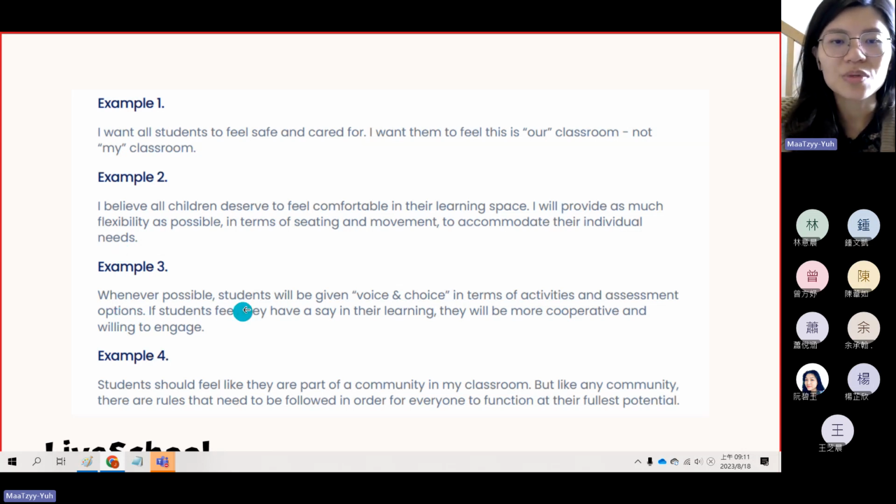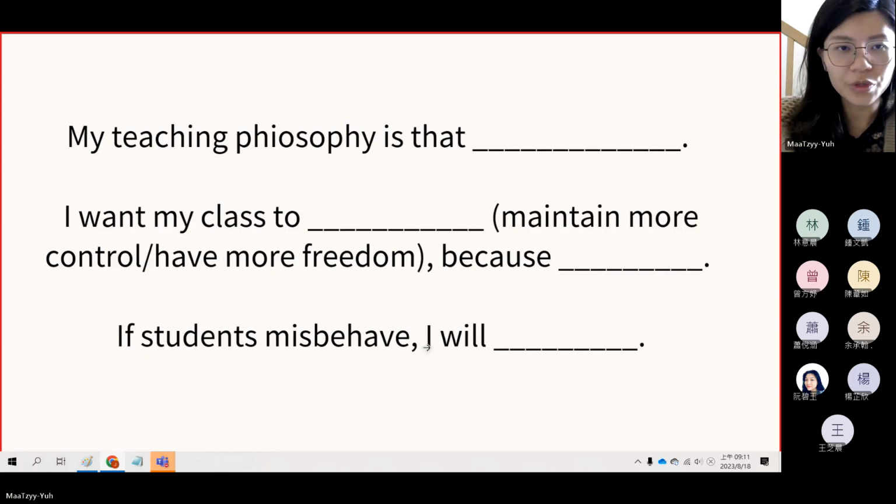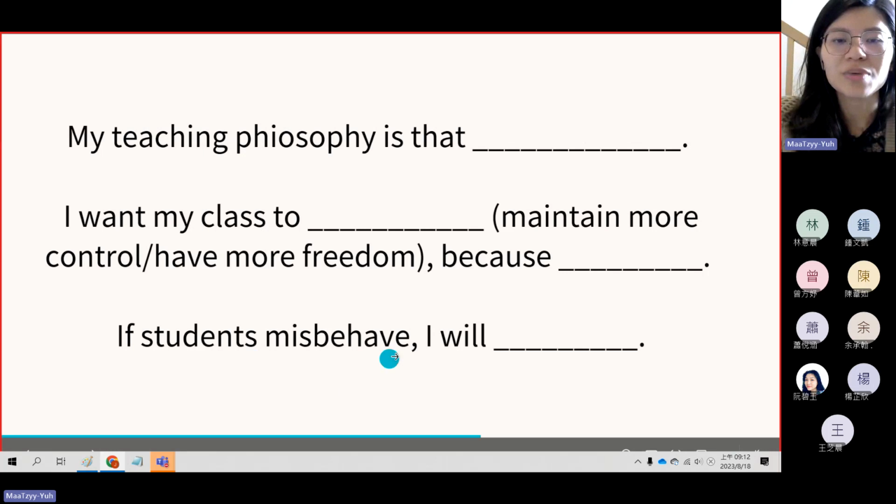Or, whenever possible, students will be given voice and choice in terms of activities and assessment options. If students feel they have a say in their learning, they will be more cooperative and willing to engage, and so on and so forth. So you decide what your teaching philosophy is, or you can make your own sentences. I think they will be your own beliefs, and I'm very curious about what you believe in.